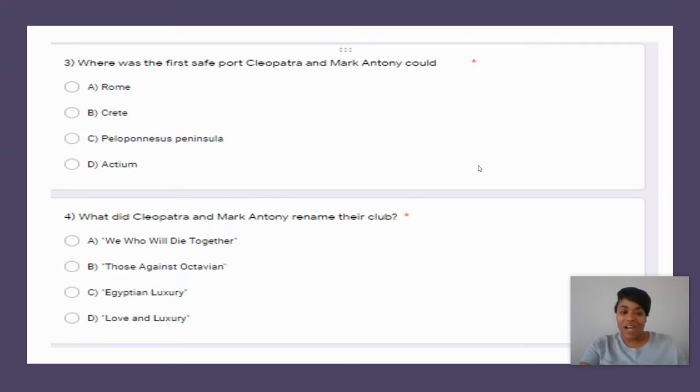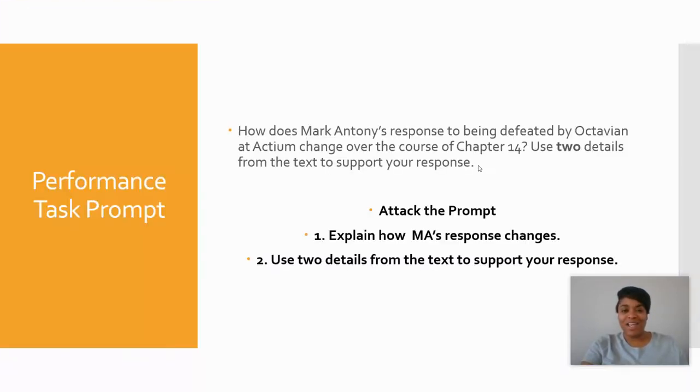And question 4. What did Cleopatra and Mark Antony rename their club? The correct answer is A. Scholars, the correct answers are 1A, 2A, 3C, 4A. We're moving on. So now, scholars, as I promised, we are deep diving into our performance tasks.